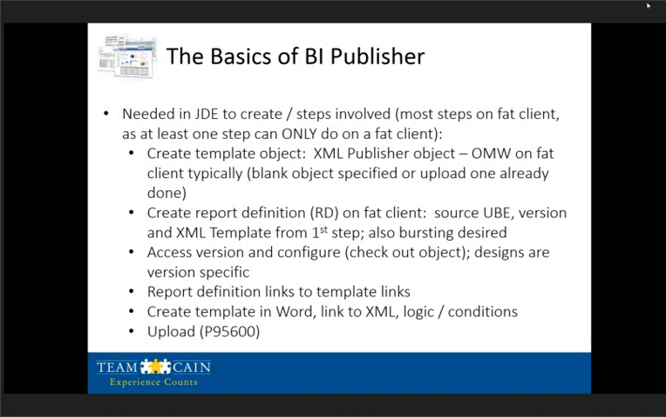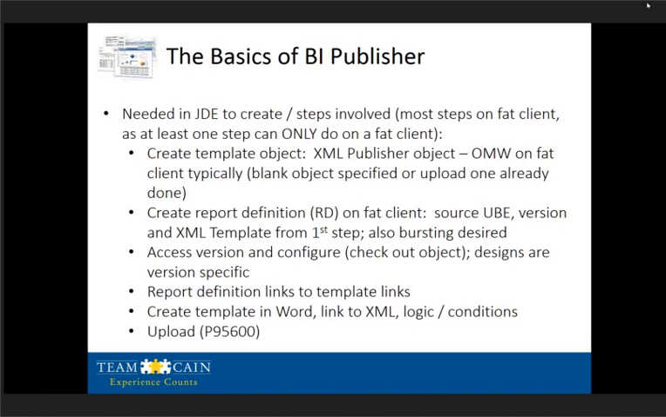You need to create the template object. So that's the XML publisher object. So you're going to OMW for this. Create a blank object, or if there's one already there. You need to create the report definition on the fat client. So with that, you're specifying the source UBE and the version. So R43500 XJD0001 and the XML template that you created from the first step. That's also where you can specify the bursting. Normally when you're starting up, you want to make sure the design works first, solve one issue or one challenge at a time. But you can go back in there and do the bursting.